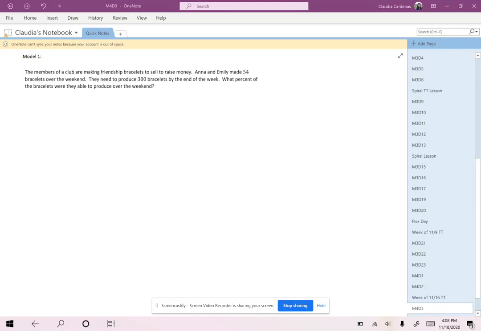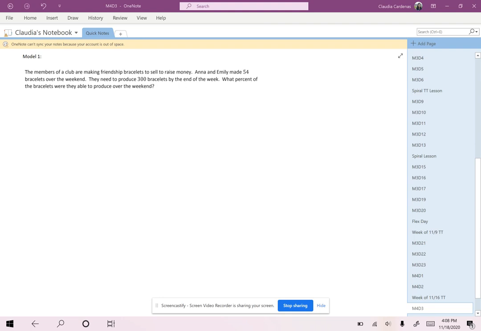So yesterday we focused on solving percent problems when given a percent and a total or a part. Today we are going to focus on finding the percents of situations when given a part or a total. So looking at this problem, we're going to annotate as we read.